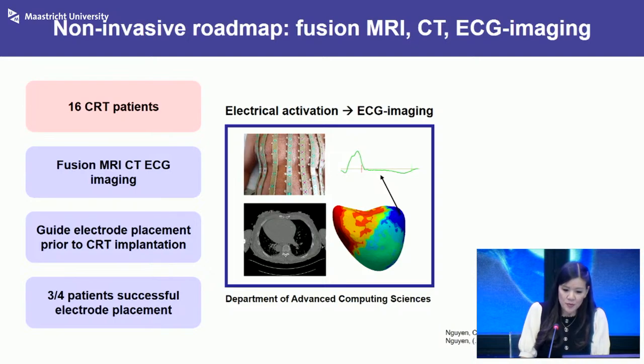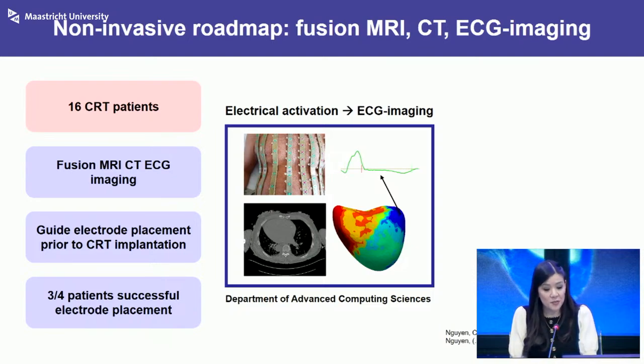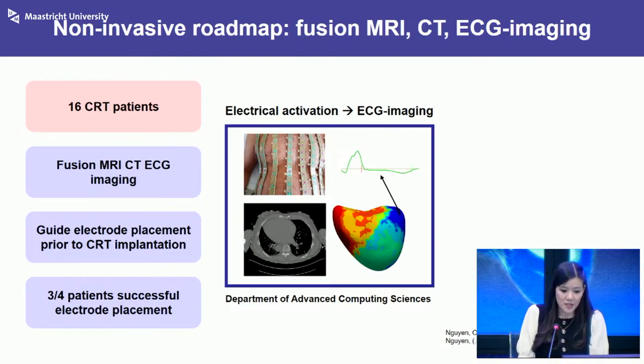After we developed a roadmap during CRT implantation, we aimed to further refine this roadmap approach by creating a roadmap prior to implantation, because this would give the implanting cardiologist more time to consider and discuss the implantation strategy. For this, we collaborated with the Department of Advanced Computing Science to apply a technique called ECG imaging that reconstructs the electrical activity directly on the heart with, as I previously explained, data from about 200 electrodes on the chest, a CT scan, and a mathematical model.